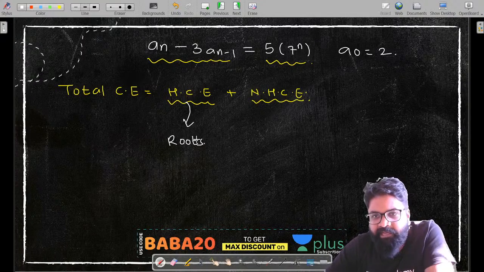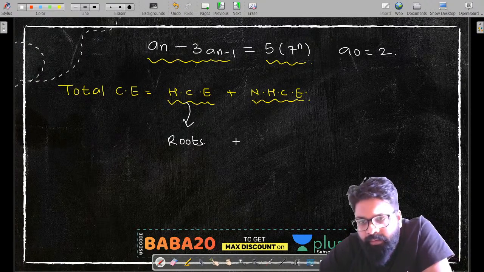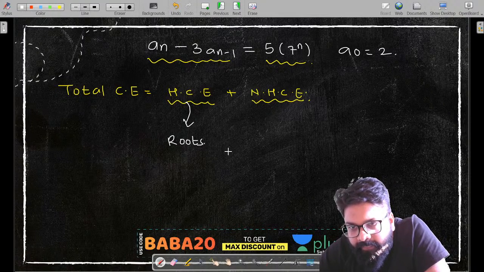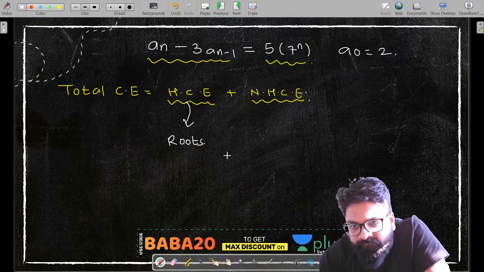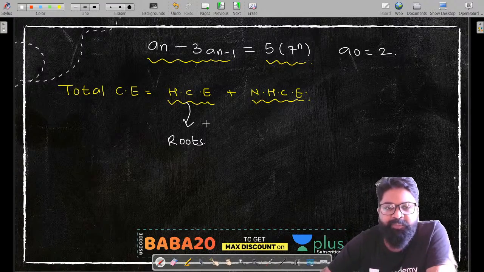Okay, Jasprit, I will tell you, but let me complete this. Okay, I won't block you.